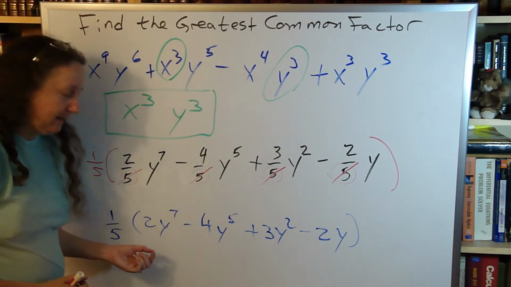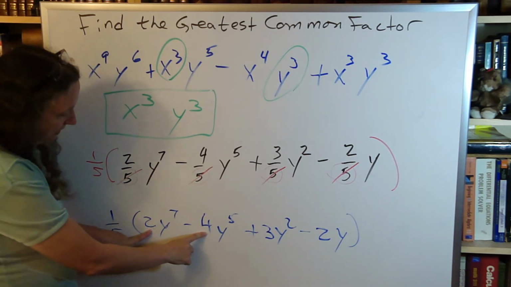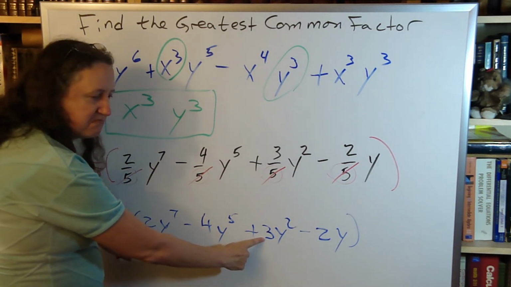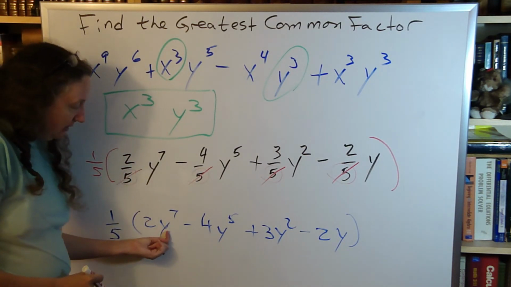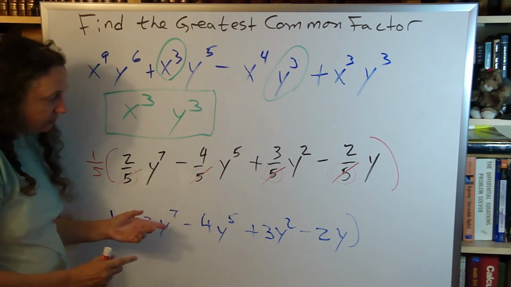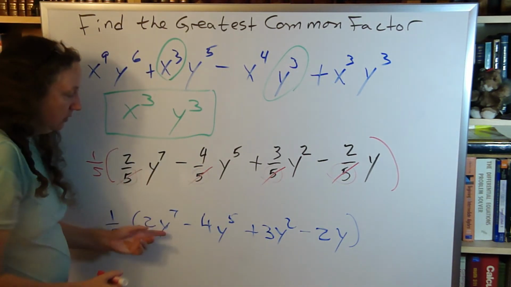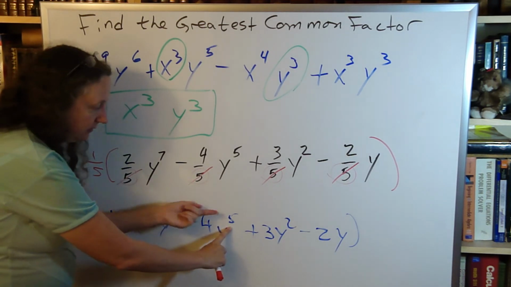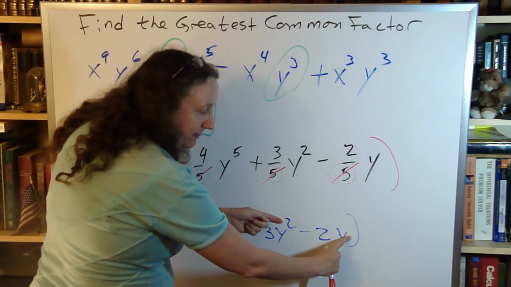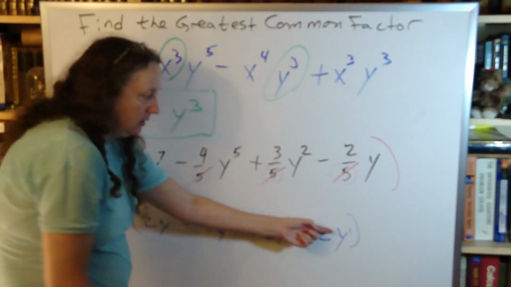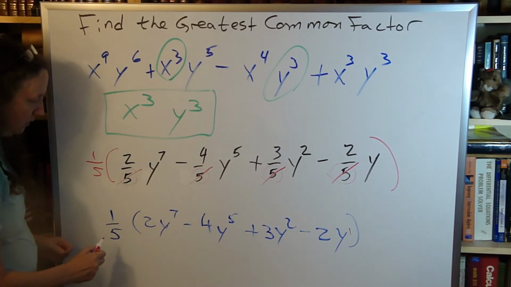So now I need to pull out any other numbers that I can pull out. 2 and 4, yeah, I could pull out a 2 maybe. 2 and 3, no, nothing common there. So I'm done with my number parts. Now I have to look at my letters. Y to the 7, well, first off, let's make sure we have y's in everything. Yes, yes, yes, yes, okay. Looking at my exponents, 7 compared to 5, so far 5 is winning. 5 compared to 2, 2 is winning. 2 compared to understood 1, the understood 1 is winning. So I'm going to factor out one of those y's.